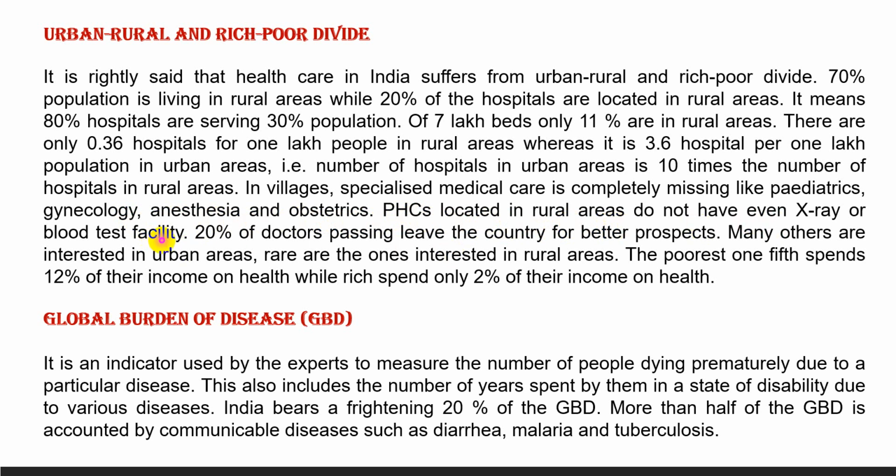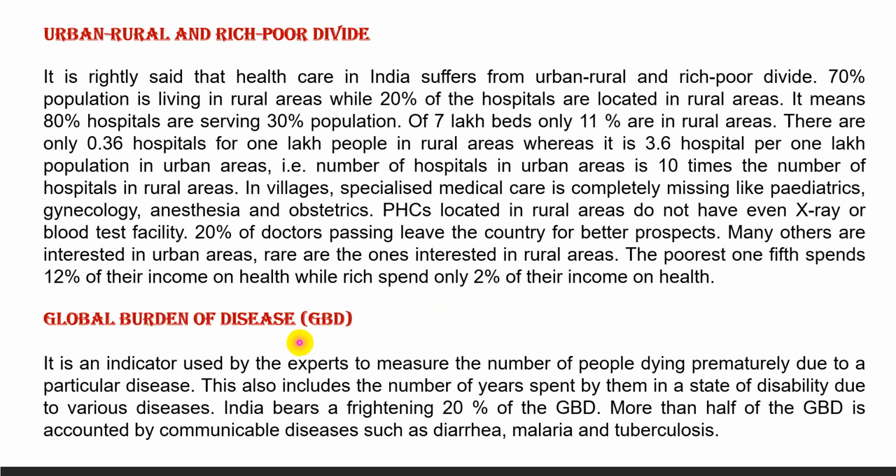20% of doctors passing out leave the country for better prospects. Many others are interested in urban areas. Rare are the ones interested in rural areas. The poorest one-fifth spends 12% of their income on health, while rich spend only 2% of their income on health. So there is a divide between urban rural and rich people in providing or receiving the healthcare facilities.